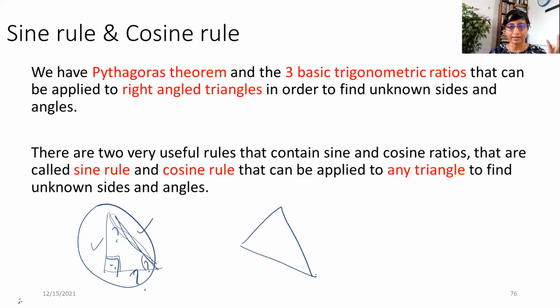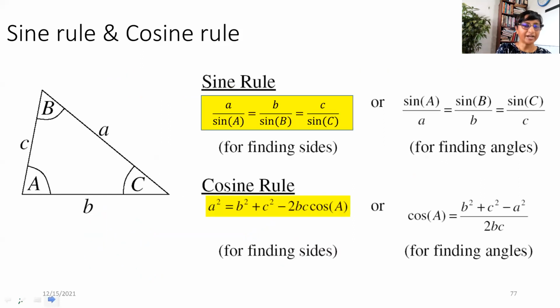We have very useful rules that are called sine rule and cosine rule that we can apply for any triangle. ඕනෑම ත්‍රිකෝණයකට යොදන්න පුළුවන් these two rules. So we'll see what they are. Sine rule. On top what you have is sine rule. I will just first tell you what it is.